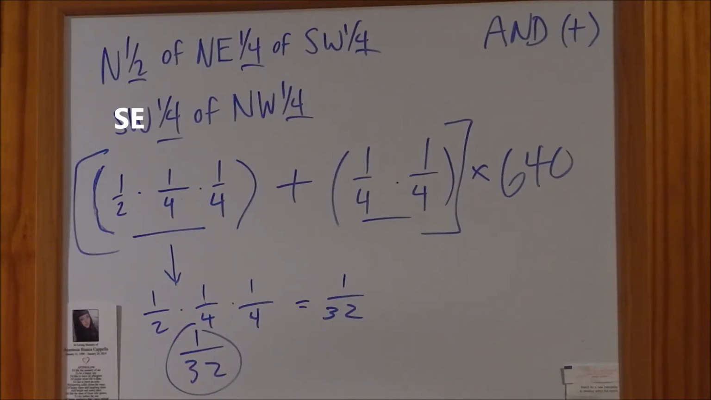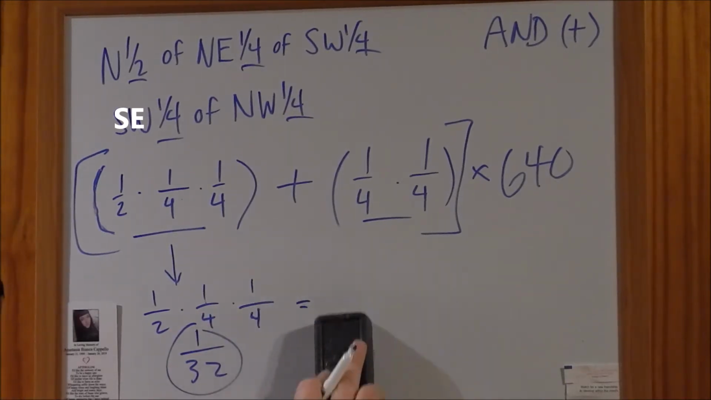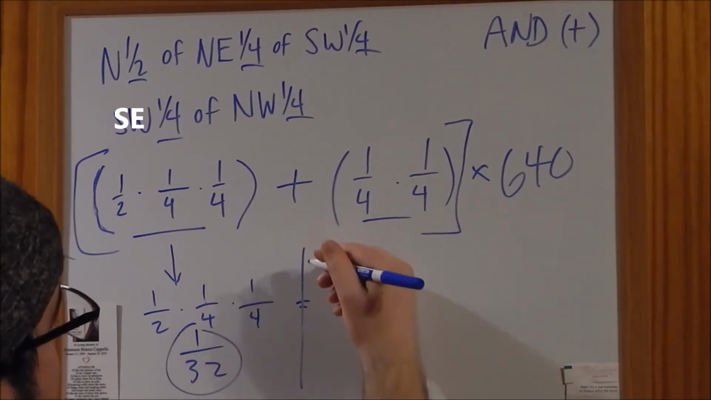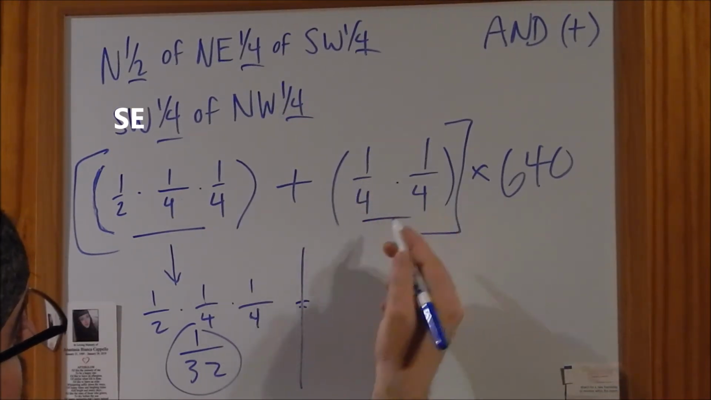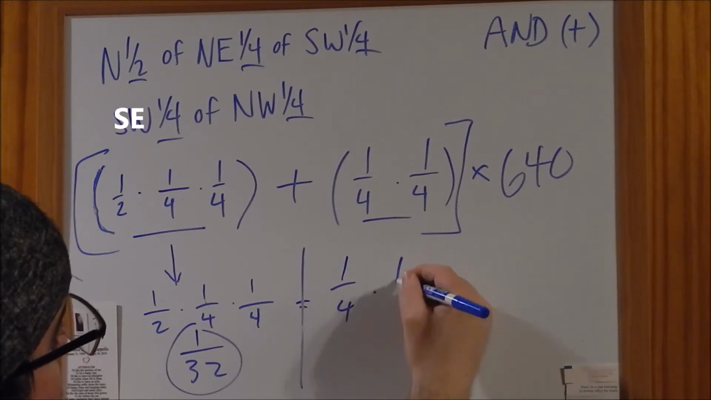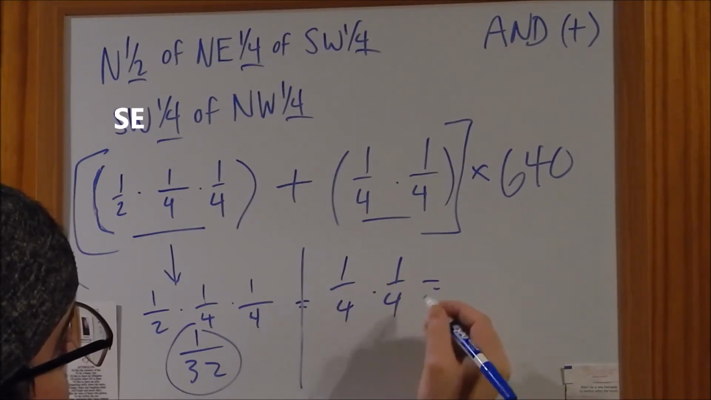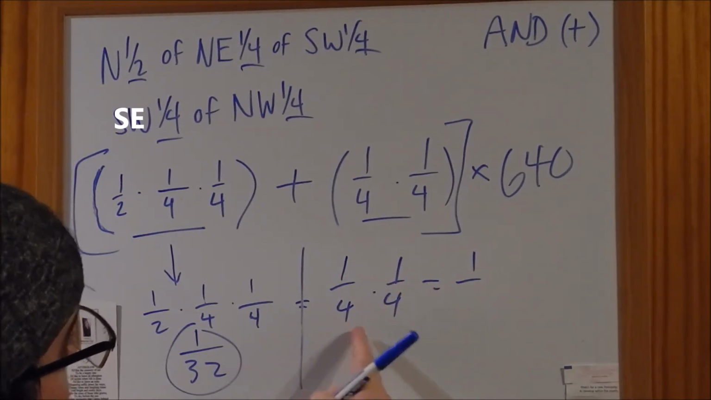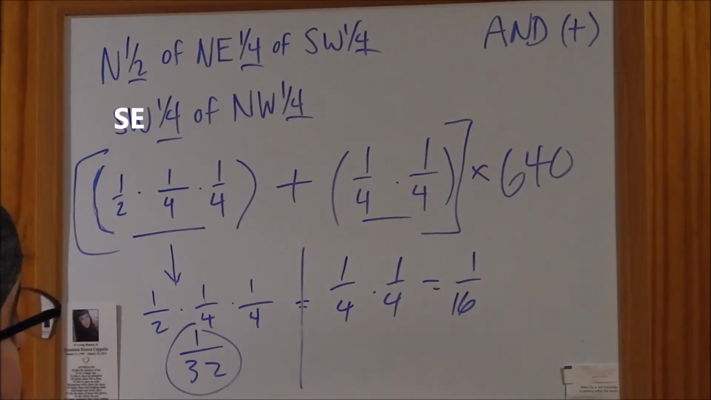Bear with me, I'll rewrite it. Okay? I'm going to separate it right here. 1/4 times 1/4, multiply straight across. 1 times 1 is 1, 4 times 4 is 16, and we have 1/32 plus 1/16.